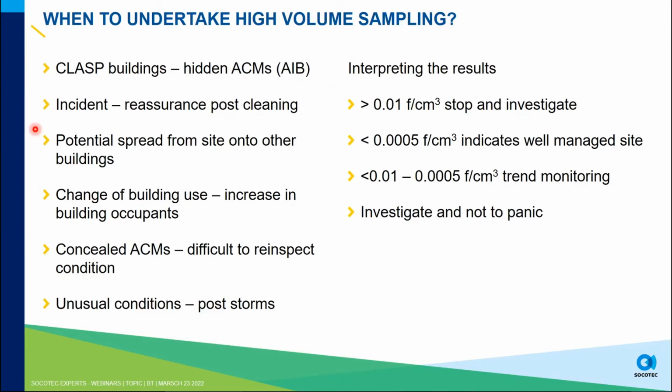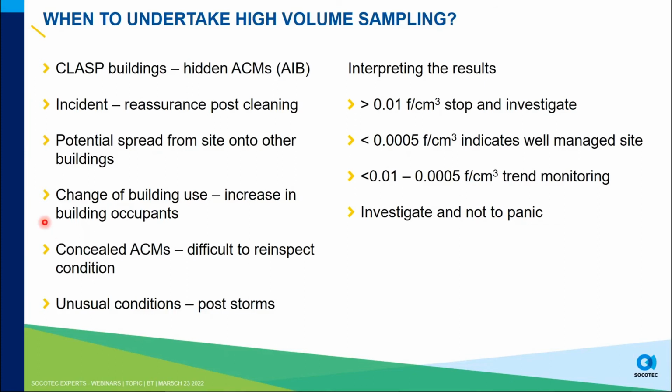Clearly, after an asbestos incident or accident where there's been a disturbance of asbestos, and that's then been cleaned up, undertaking reassurance post-cleaning air sampling, a week later, 2 weeks later, again to confirm if fibre levels have fallen down towards an environmental level. You could also use it in terms of assessing the potential spread from one site to another or from one building to another. And this is similar to what we're undertaking currently on this site. We've got staff working, undertaking high volume sampling.